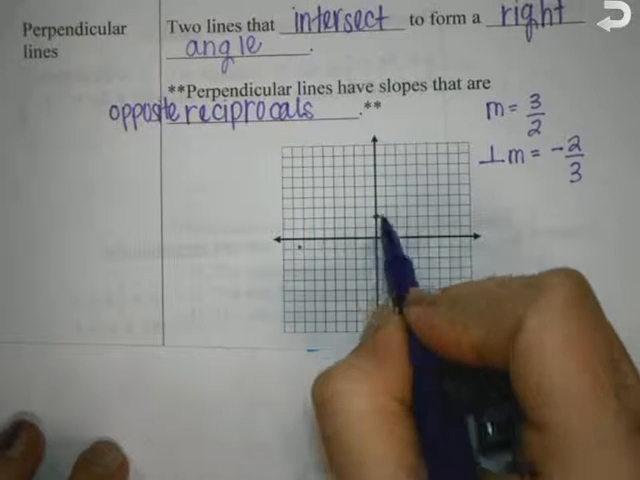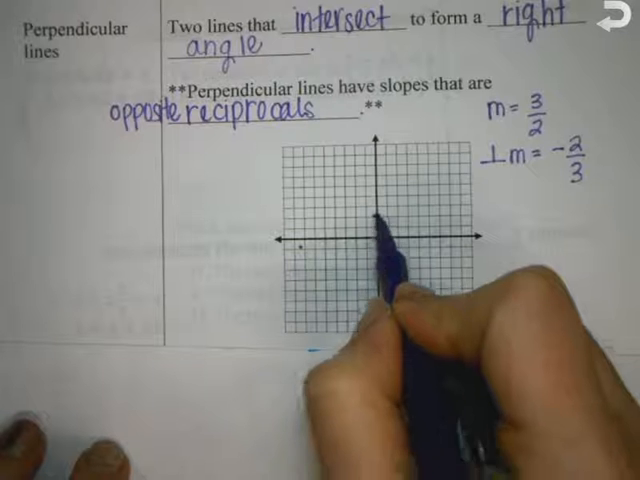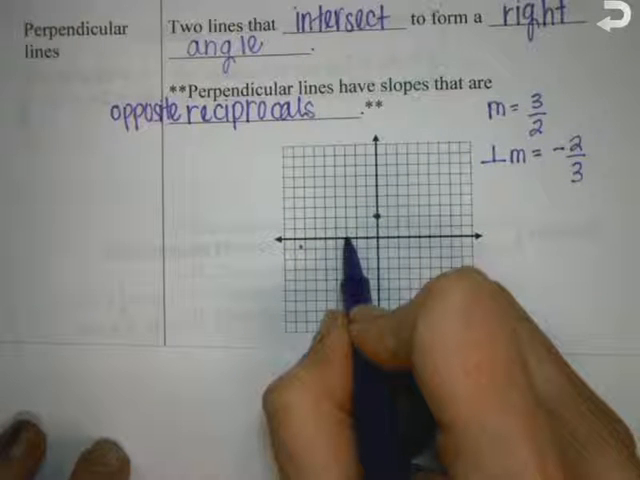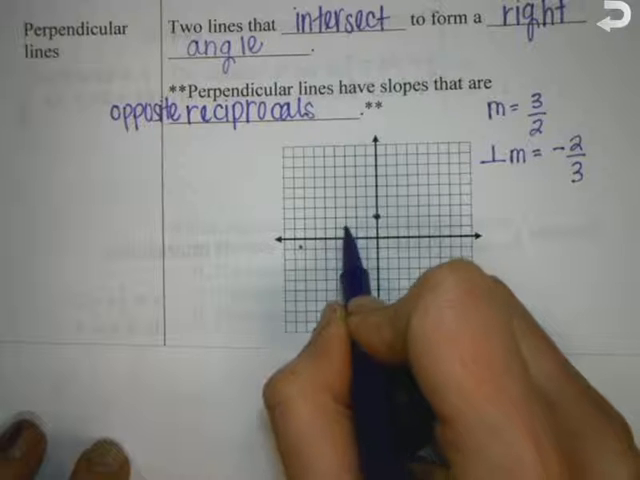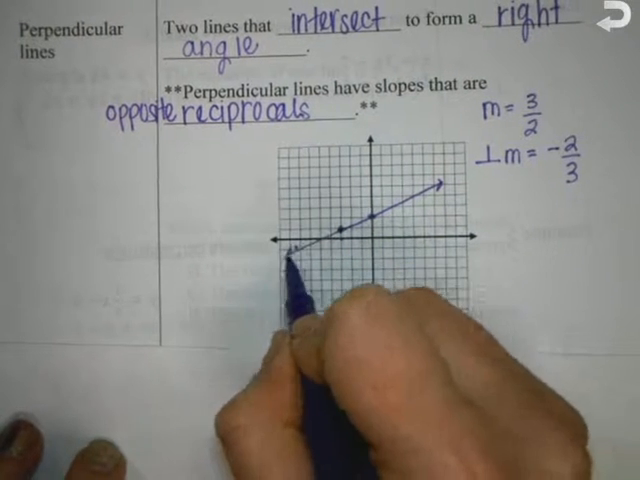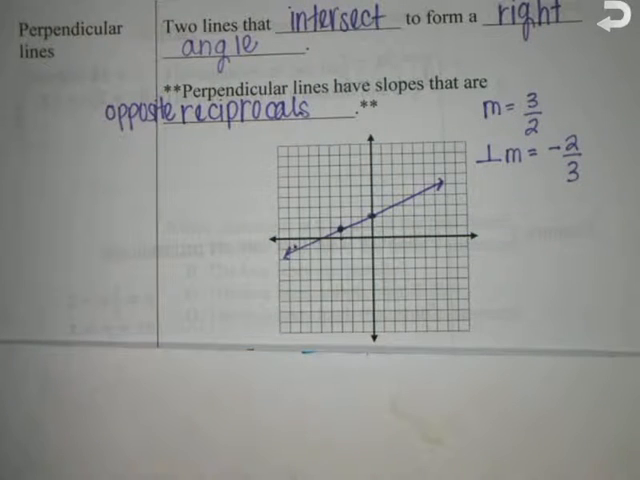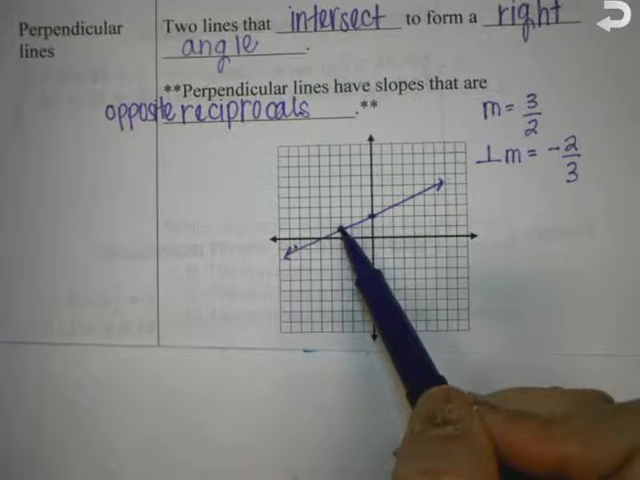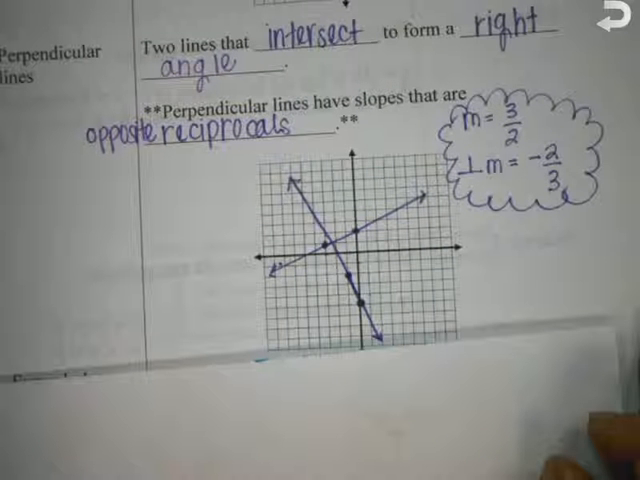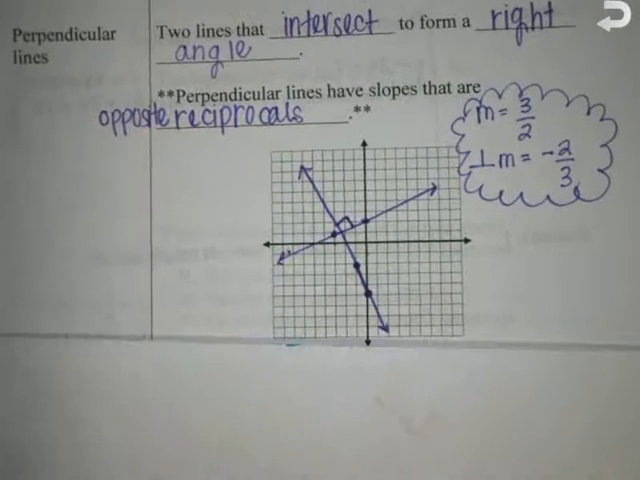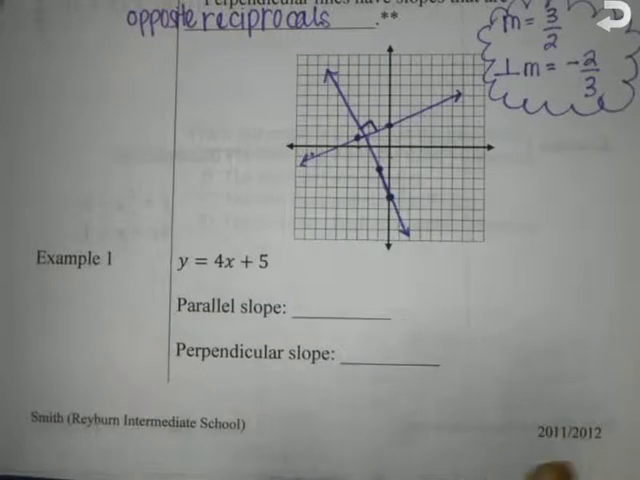Okay, so I'm going to make 2 points at 0, 2, and negative 3, positive 1. Draw that line. It's 0, 2, negative 3, positive 1. The corners are right angles. So that's what perpendicular lines look like. They should all have 4 right angles.